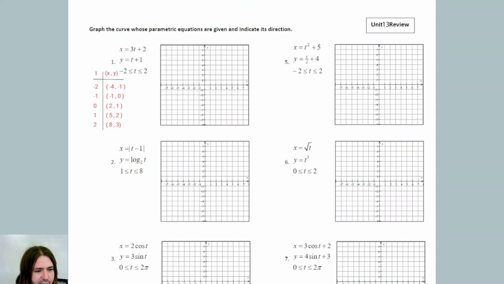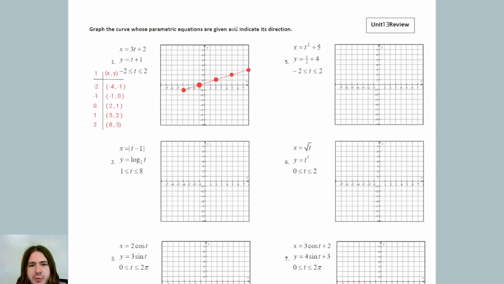Let's get a little circle here for the points. And so the first one's going to be at -4, -1, so that's going to be right about here. Then -1, 0. And then 2, 1. It looks like this position is moving up and to the right along a linear path. And then we stop at 8, 3. Okay, so I'm going to connect those points and draw the line.